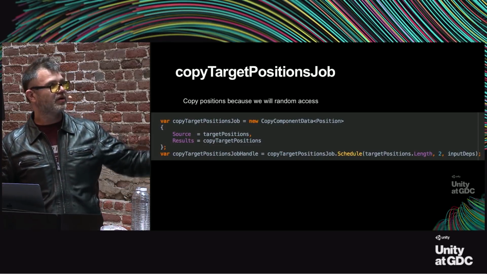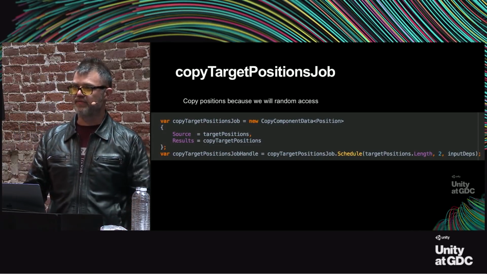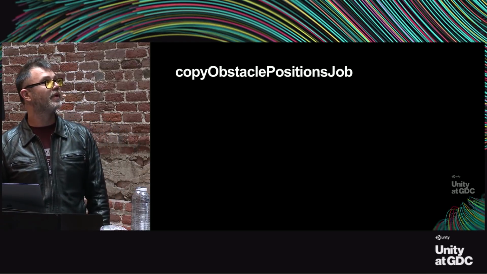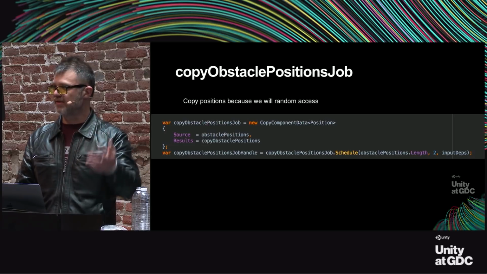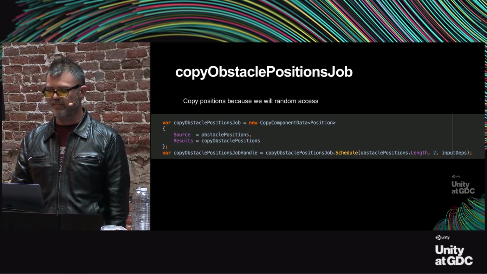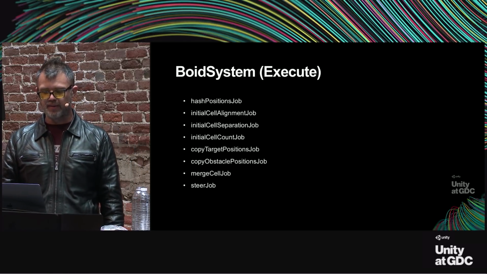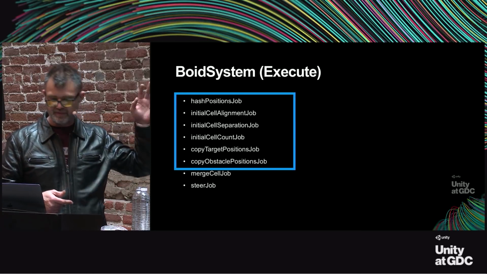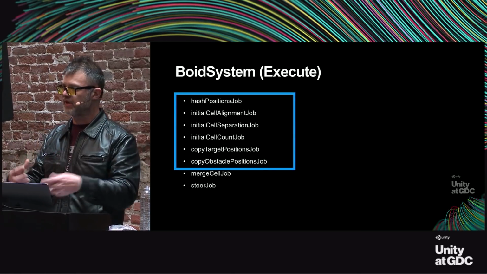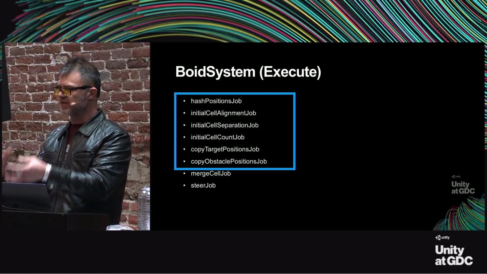But the code looks exactly the same as the previous examples. Copy component data. Copy obstacle position jobs is copied for exactly the same reason. We have obstacles, and we want to randomly access them from cells. So in BoldSystem execute, where are we at? We did the hash positions, we've done all of our initialization, and now we're at the meat of it. Let's get the cell data down.